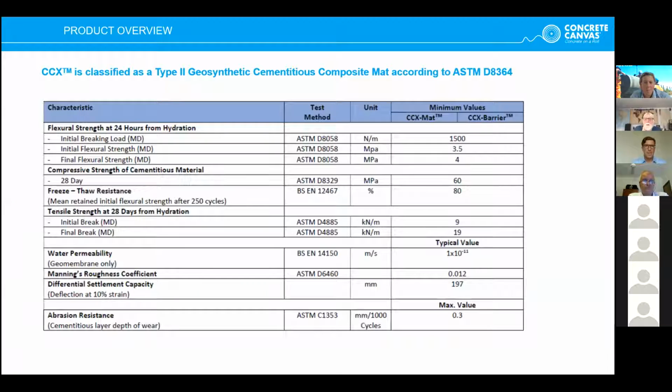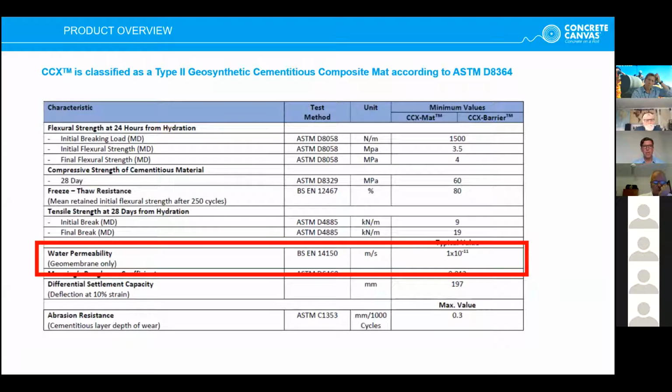So both CCX Matte and Barrier are designed to meet the minimum specification of ASTM D8364 for Type 2 GCCMs as per the table on screen now. In terms of service life performance, there are a few key components to CCX that ensure it complies with the fundamental criteria for lining of a canal. Firstly, in order to combat seepage, CCX Barrier has a permeability coefficient in line with common geomembranes in the order of 1 × 10⁻¹¹ meters per second.